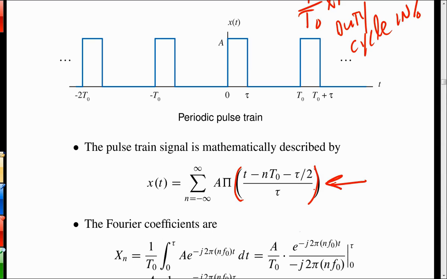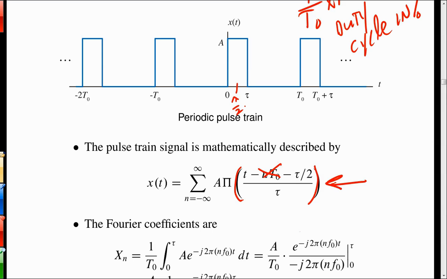But then you can calm down a bit and say, what happens if I just took that out of there? I would have a single rectangle centered at 0 of width tau. Now let's bring in t minus tau over 2. What's that going to do? That's just going to shift the pulse over to the right by tau over 2. The pulse was centered at 0, but now when I shift it over by tau over 2, it's centered at tau over 2.